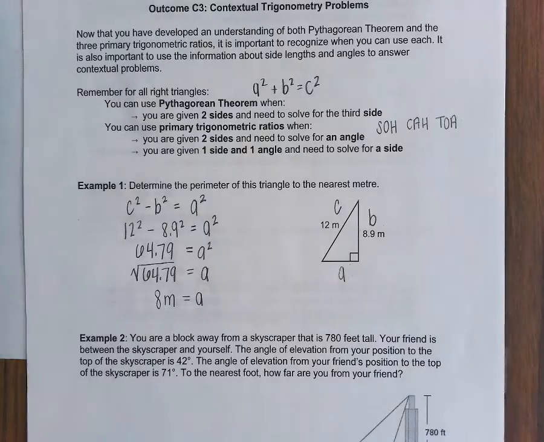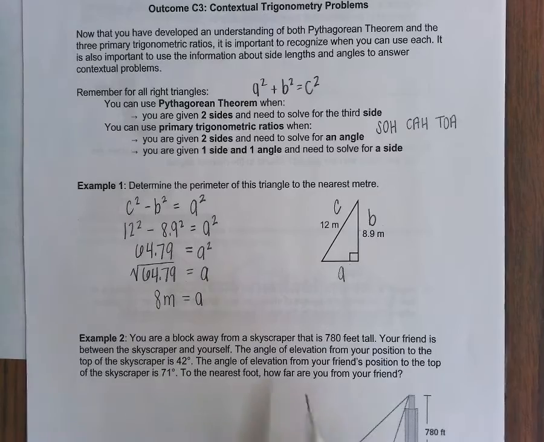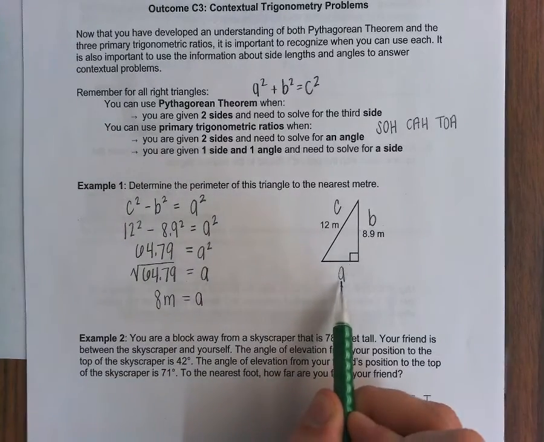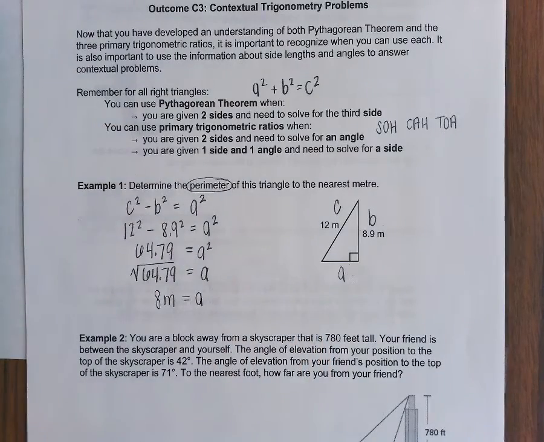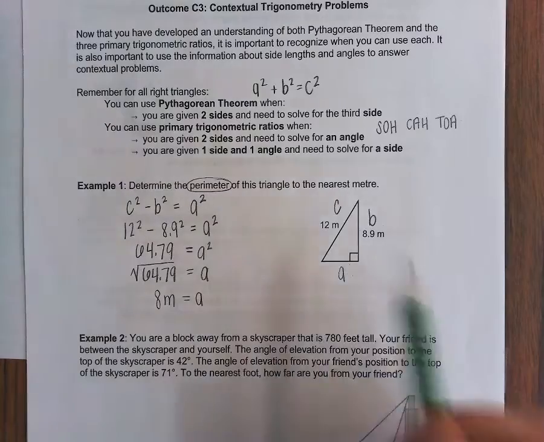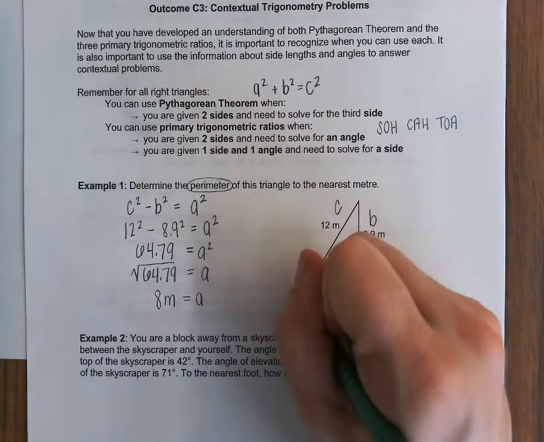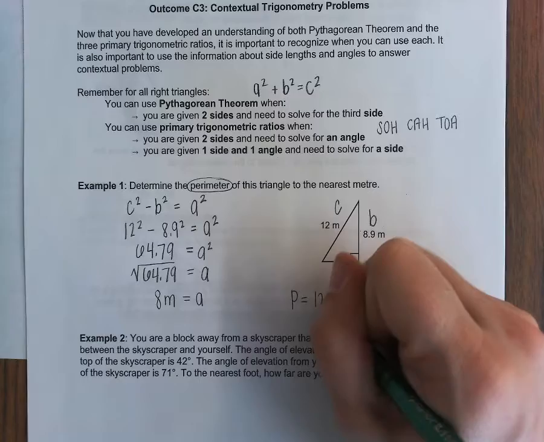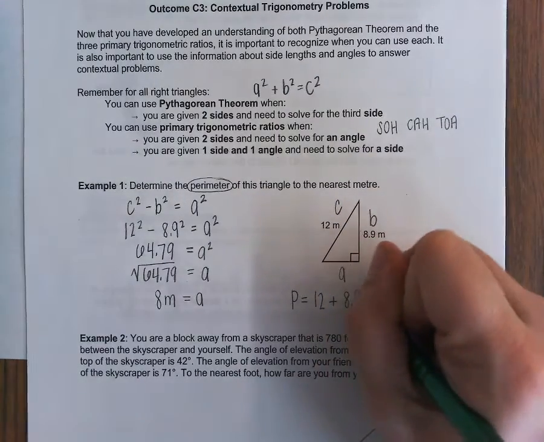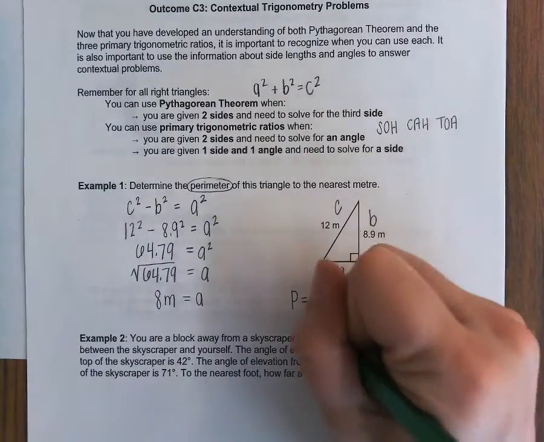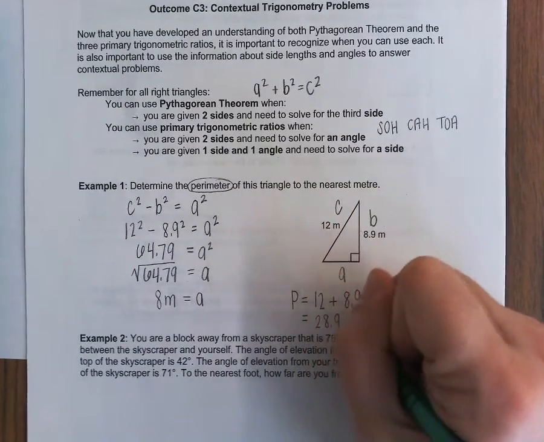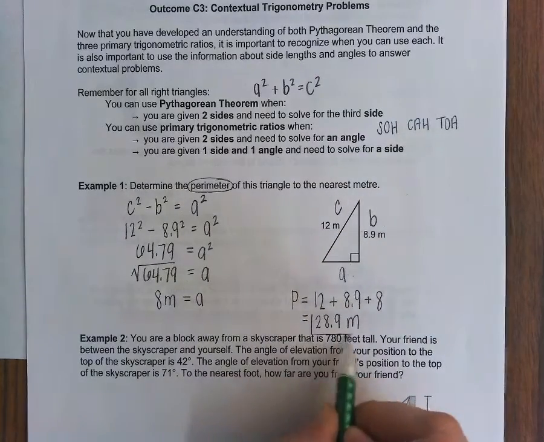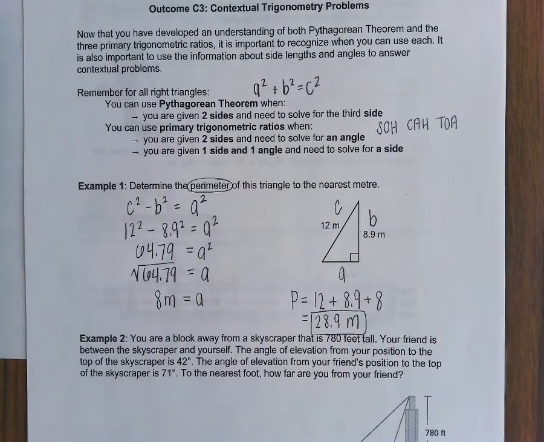Now the important thing when you're working with this kind of problem is to make sure you've actually answered the question that's being asked. So here, I solved for this side, but the question asked for the perimeter of the triangle. And remember, perimeter is the total when you add up the three sides. So the perimeter is equal to 12 plus 8.9 plus 8, which is a total of 28.9 meters. So that would be the final answer.